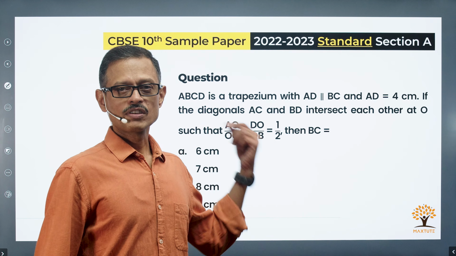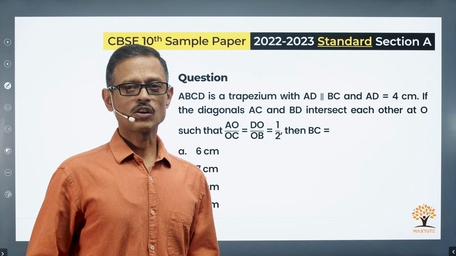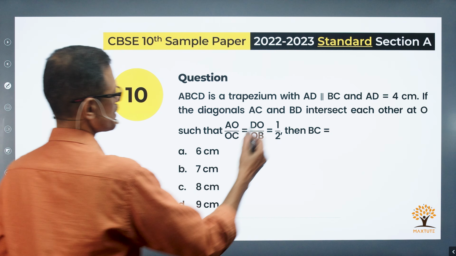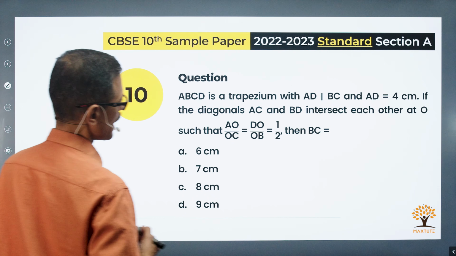Question 10. Question from triangles. Similarity of triangles is the concept tested in this question. ABCD is a trapezium with sides AD and BC being parallel to each other.